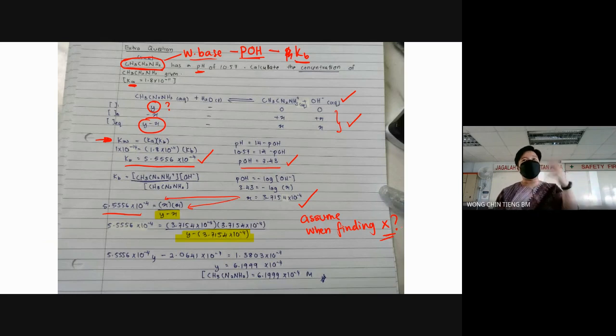Kalau kita tak ada unknown kat situ, kita dah ada X, then kita nak cari initial, you need to do the substitution as always. Okay, we cannot do assumption. Kamu kena substitute penuh. Solve the mathematics, you only have one X over there, then you will have 6.2 times 10 to the power negative 4. Betul? Setuju? On Google Meet, any problem?